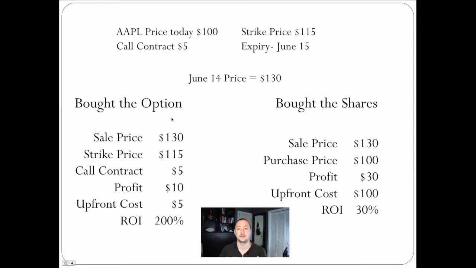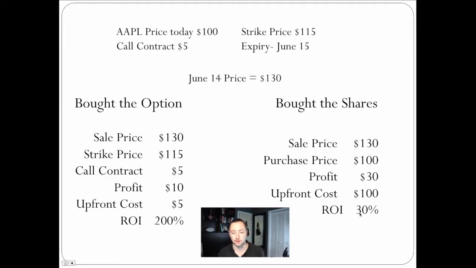Now let's look at the math. If instead of buying the option you had bought the shares, well, the sale price was $130, and at the same time Apple's today price up here was $100. So you made a profit of $30 on that transaction. Your upfront cost on that transaction though was $100, because you had to physically buy the shares and outlay that cash and wait on it. You had to wait over that period for the value of the shares to go up. So you laid out $100, you made 30, and your ROI was 30%.